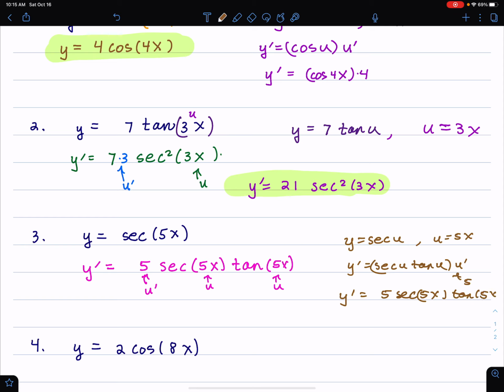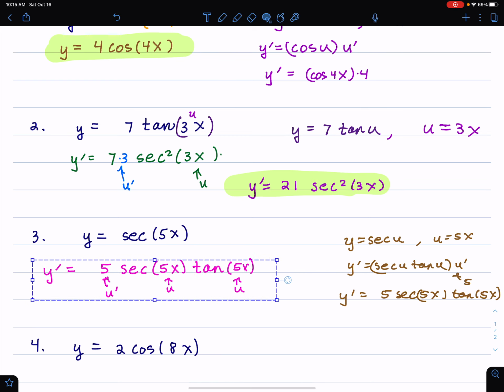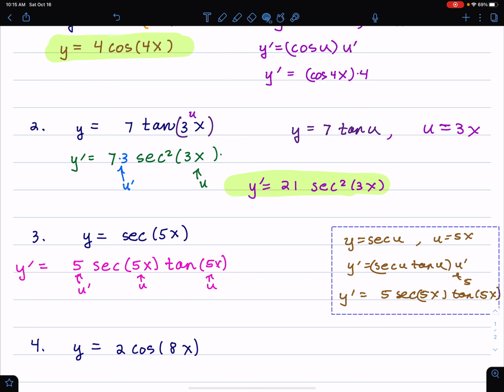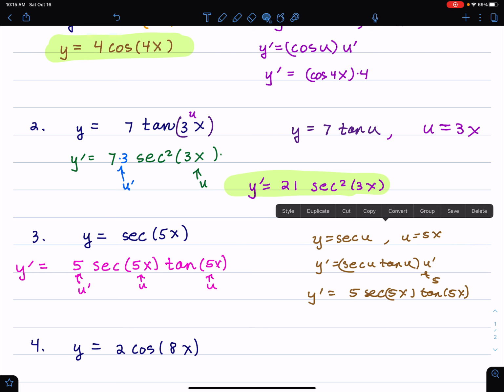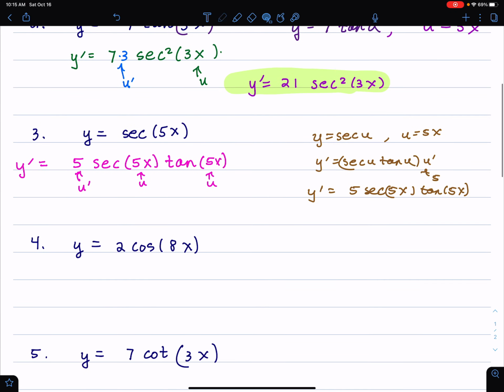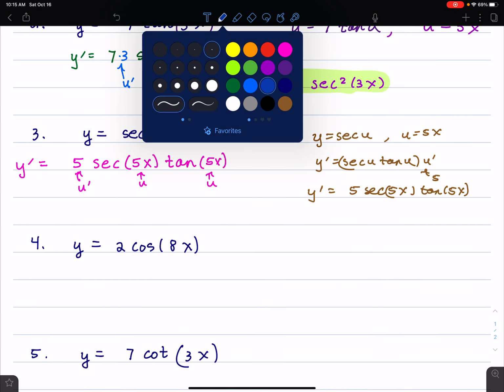Is everything super easy? No, not really, but if you do it enough, a lot of it's just practice and liking puzzles. Let's keep going on. Now I have some other functions. I went through all 6 trig functions here.